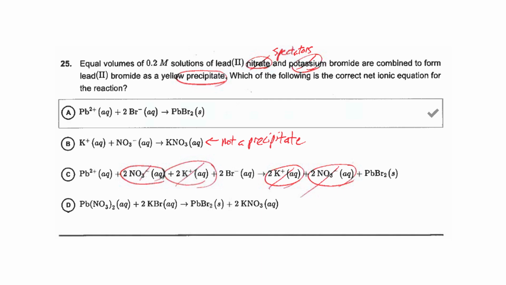And B doesn't even make a precipitate. And D is a good reaction. They just didn't remove the spectator ions. So that's why A is the right answer. They removed the spectator ions, and the answer shows the precipitate, the solid.